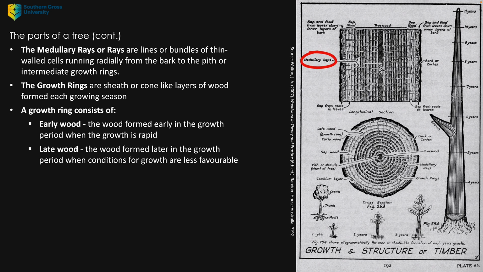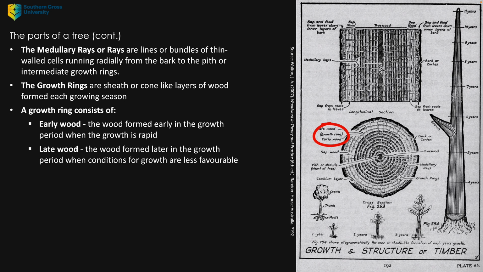The medullary rays, or rays, are lines or bundles of thin-walled cells that run radially from the bark to the pith. So they basically run from the outside of the tree back into the inside of the tree. The growth rings are sheath or cone-like layers of wood formed each growing season. And I think most people are familiar with what growth rings can look like.